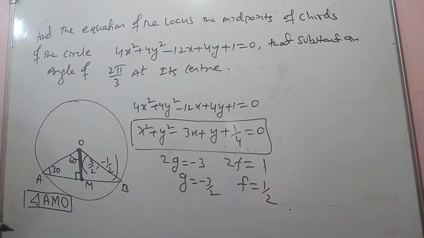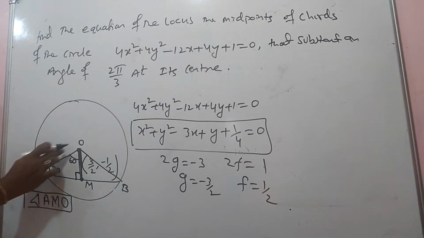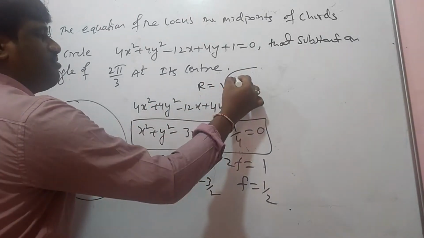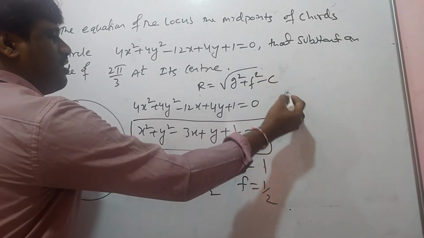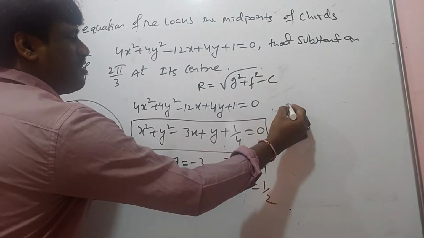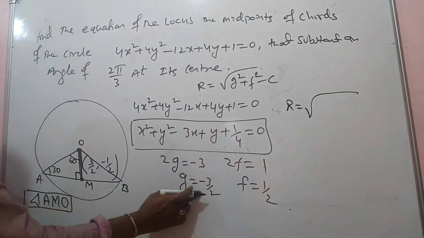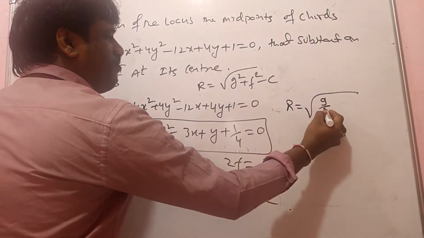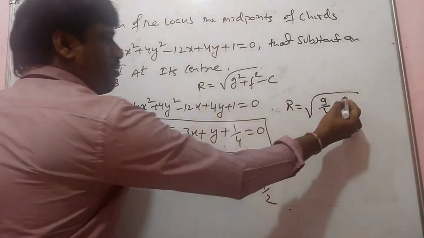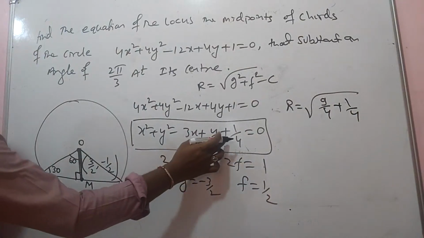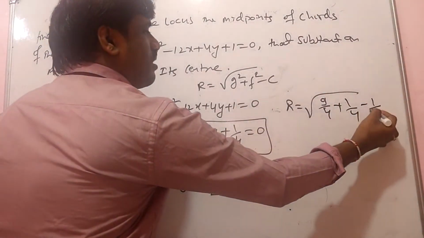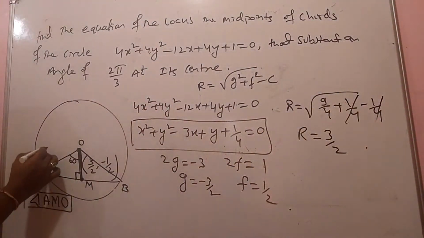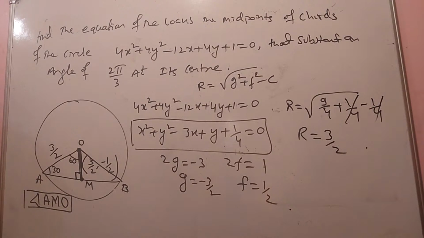What is the length of the radius? You can find the length of the radius from this. R is equal to under root of g square plus f square minus c. So the radius is equal to under root of g square, minus 3 by 2 whole square, that is 9 by 4, plus f square 1 by 4, and minus c. C is here minus 1 by 4. This is cancelled. So R is equal to 3 by 2. So this length is 3 by 2. Radius is 3 by 2.